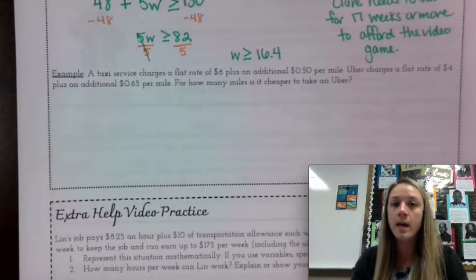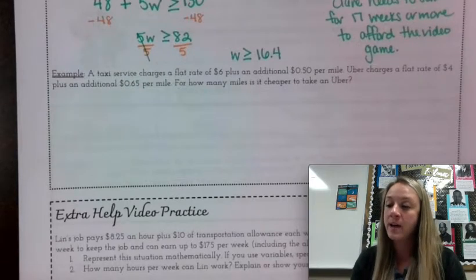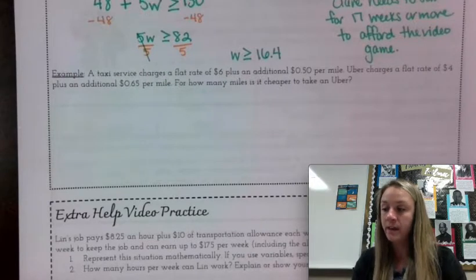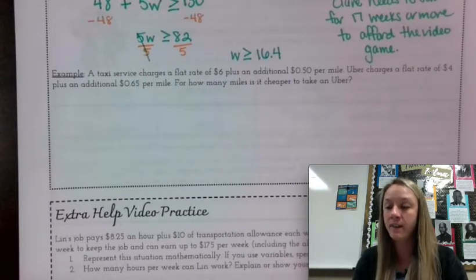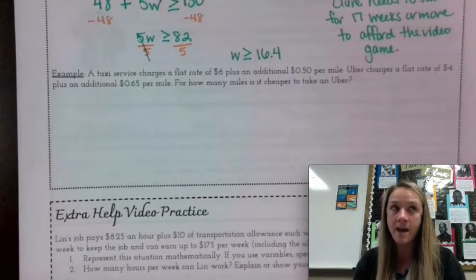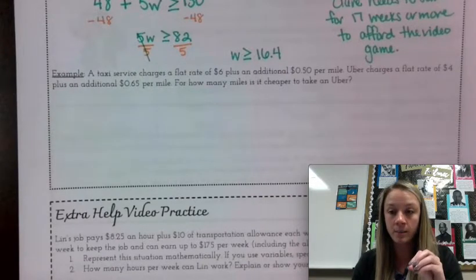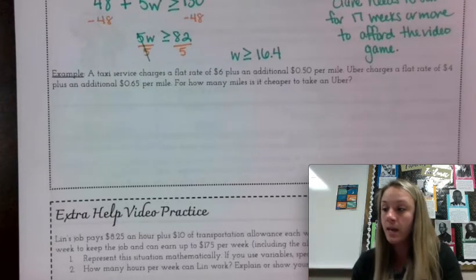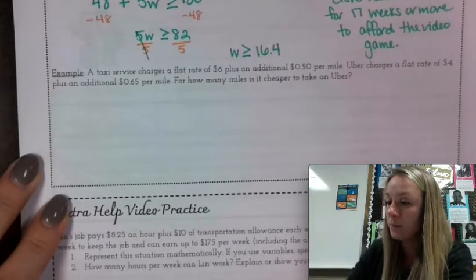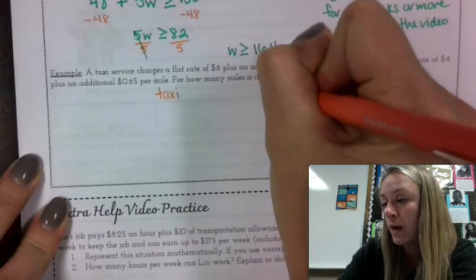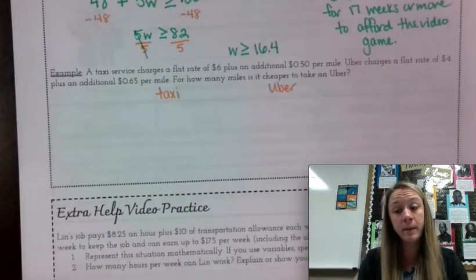This one's fun. This one says a taxi service charges a flat rate of $6 plus an additional 50 cents per mile. Uber charges a flat rate of $4 plus an additional 65 cents per mile. For how many miles is it cheaper to take an Uber? So for this one, we don't really have a set starting point and change in total because we're actually comparing two different things. And so I want to set this up so that I have my taxi service on one side and I have Uber on the other because I'm comparing them.